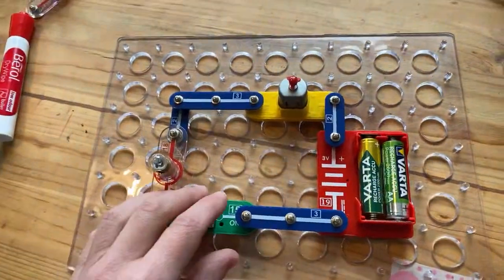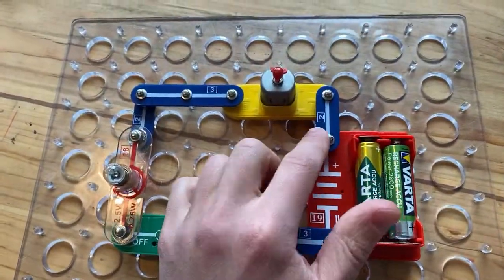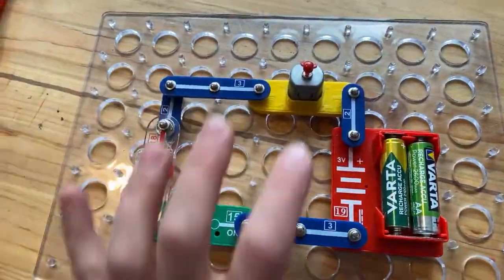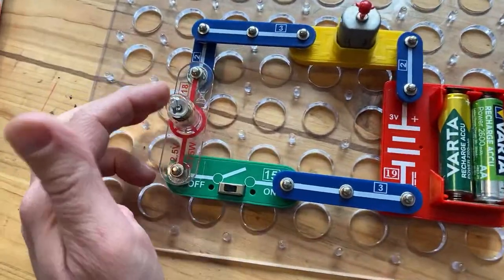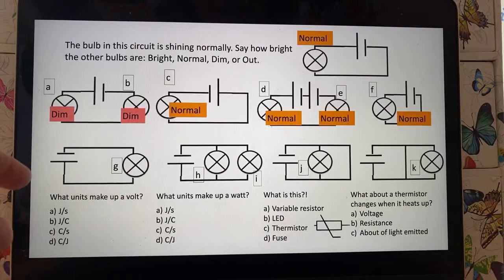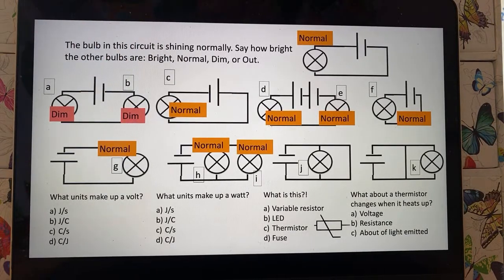So obviously, in this circuit here, it doesn't make any difference whether I use this length of wires, or twice the length of wires, or even 4 times the length of wires. You're not going to notice a difference in how bright the bulb is on that scale. So G was just going to work normally as well. And H and I were also going to light up normally. That's a bit weird, isn't it?